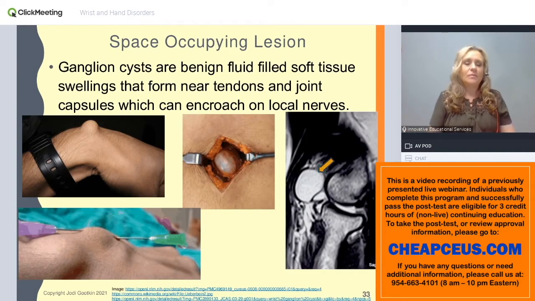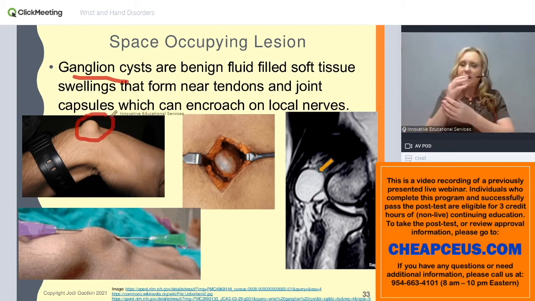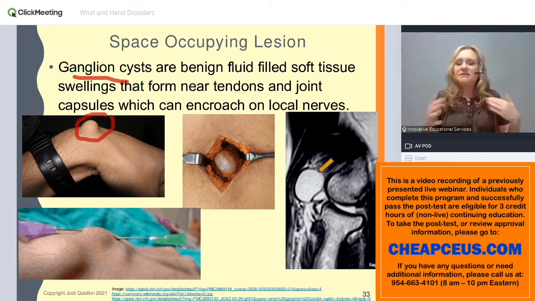When we look at different space occupying lesions in the hand, one of the most common is a ganglion cyst. They tend to happen more on the dorsum of the hand, but they can happen in different areas, and tend to come and go.